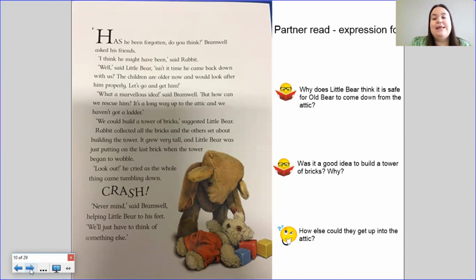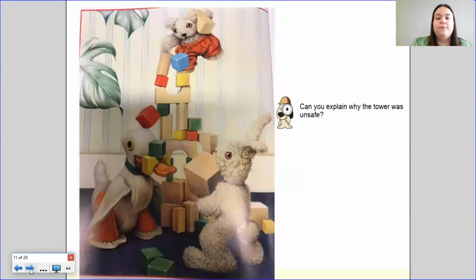Why does Little Bear think it's safe for Old Bear to come down from the attic? Was it a good idea to build a tower of bricks? Why? How else could they get up into the attic? And here's a picture of them building their tower of bricks. Can you explain why the tower was unsafe?